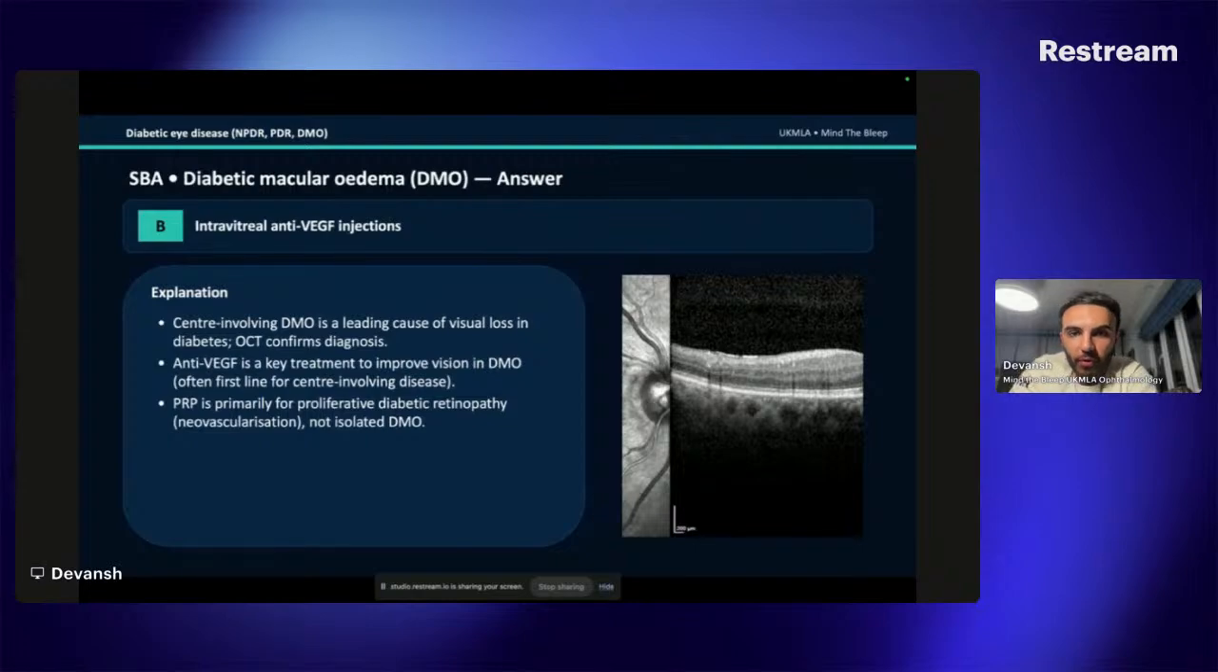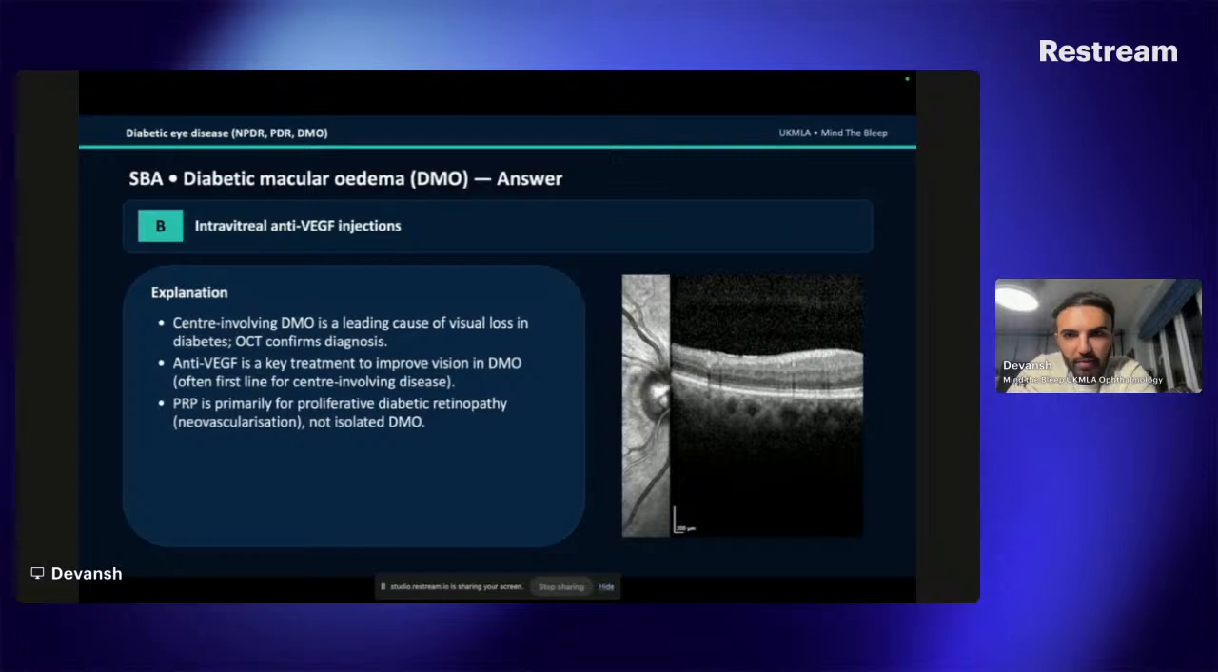Okay, so this condition is diabetic macular edema. That image on the right-hand side is an optical coherence tomography, or OCT, scan, which is showing us the different layers of the retina, showing us the presence of diabetic macular edema. So what is this, and why are intravitreal anti-VEGF injections useful?